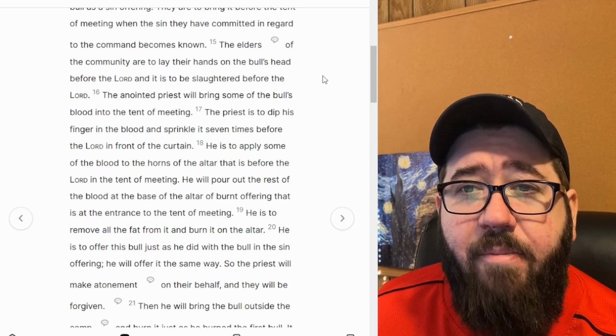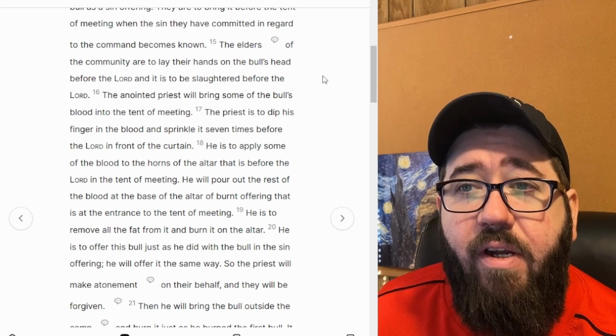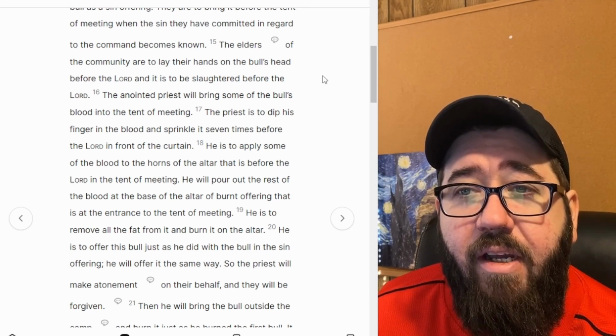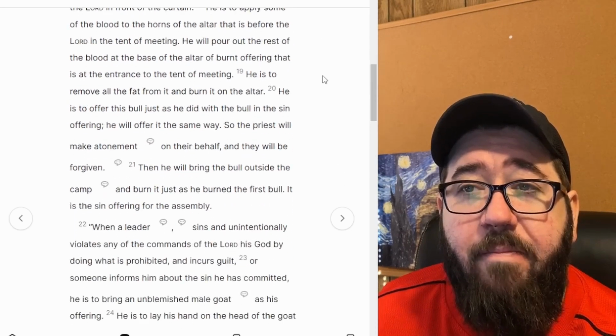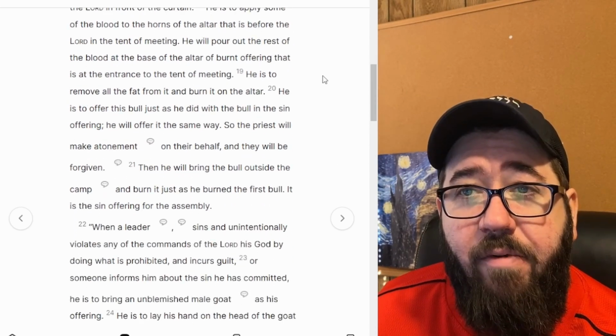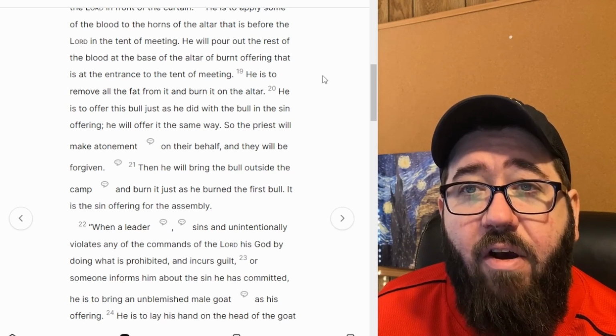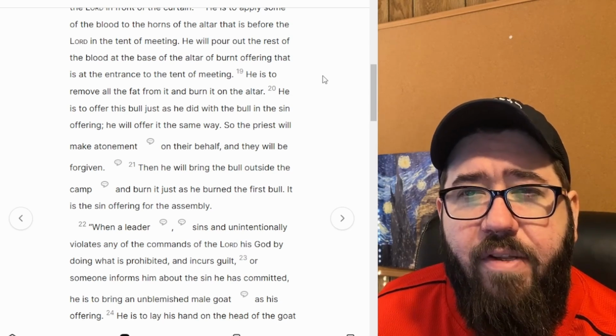He is to apply some of the blood to the horns of the altar that is before the Lord in the tent of meeting. He will pour out the rest of the blood at the base of the altar of burnt offering that is at the entrance of the tent of meeting. He is to remove all the fat from it and burn it on the altar. He is to offer this bull just as he did with the bull in the sin offering.